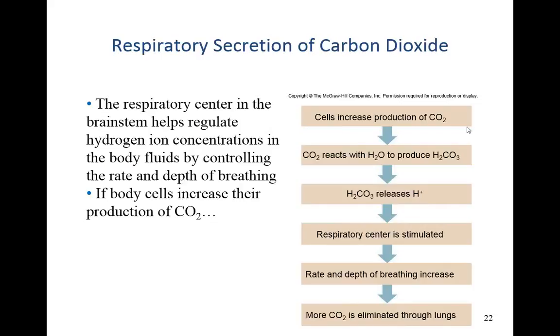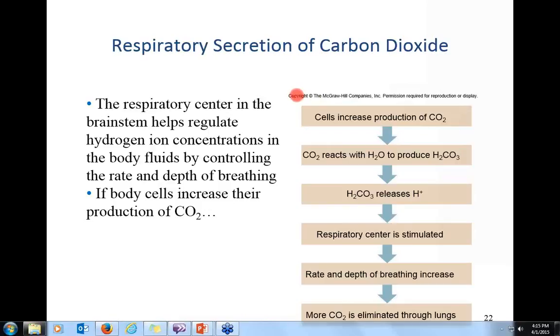Now, the buffering systems I just showed you are the quickest way our body regulates acid-base balance. However, physiologically, we can do this with our respiratory system. So if we increase CO2 via exercise or whatever, CO2 will react to produce, again, carbonic acid. Carbonic acid releases hydrogen ions. That stimulates the respiratory center, and that changes the rate of our breathing to eliminate more CO2.